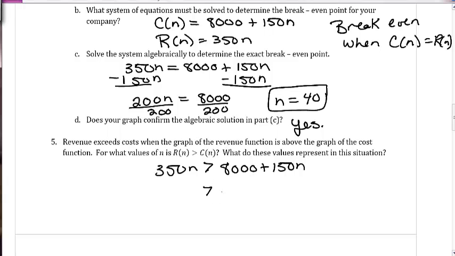This is just going to stay greater than. So first we had to subtract the 150n from both sides. And that gave us 200n, and this time would be greater than 8,000. And then we divide by 200. And that gives us n is greater than 40. So when n is greater than 40, our revenue will be more than our costs.